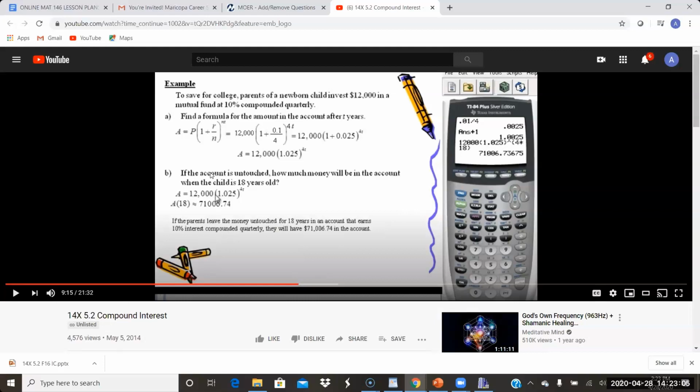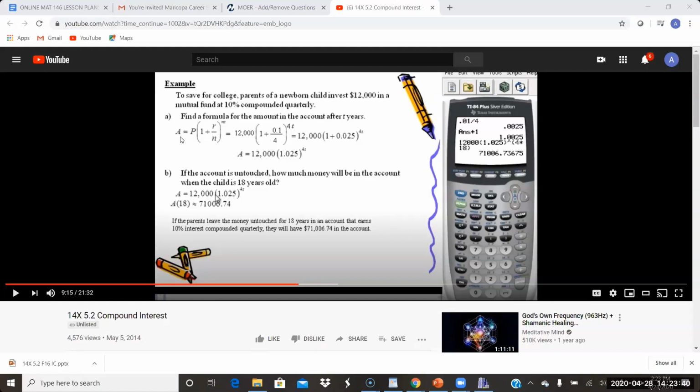So here is the question. If you get a question like this, to save for college, parents of a newborn child invest $12,000. So that would be P, right? Because they're investing their own money. And they're investing in a mutual fund at 10% compounded quarterly. So the R is 10% or 0.1. And the N would be quarterly, which is N equals 4. And then the first part, he's just having you solve for A.